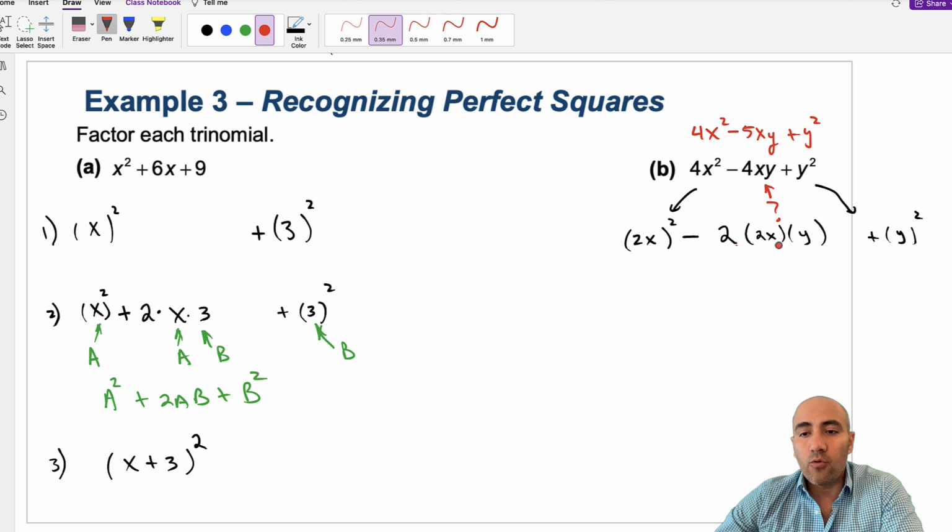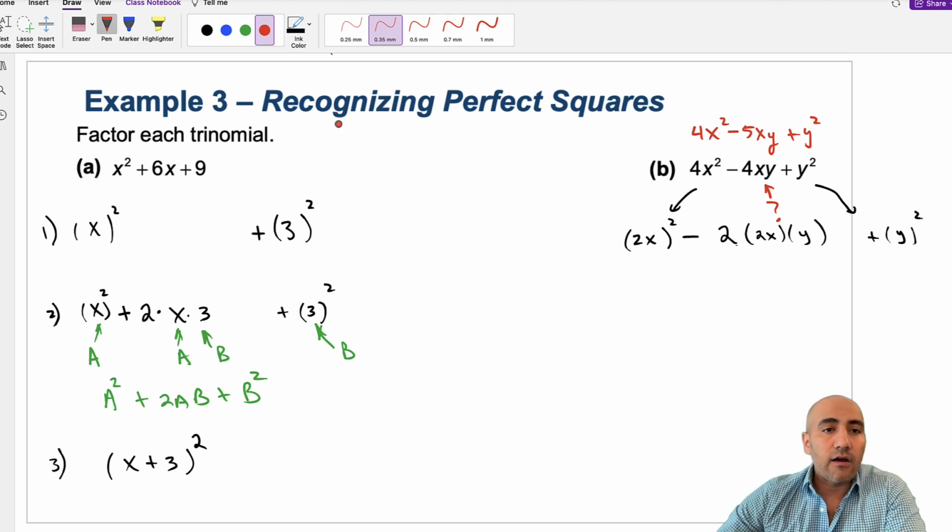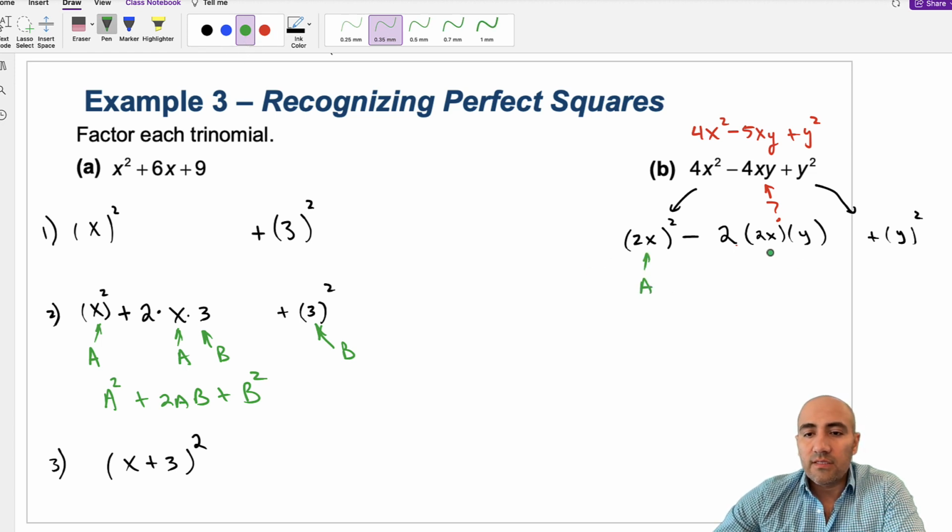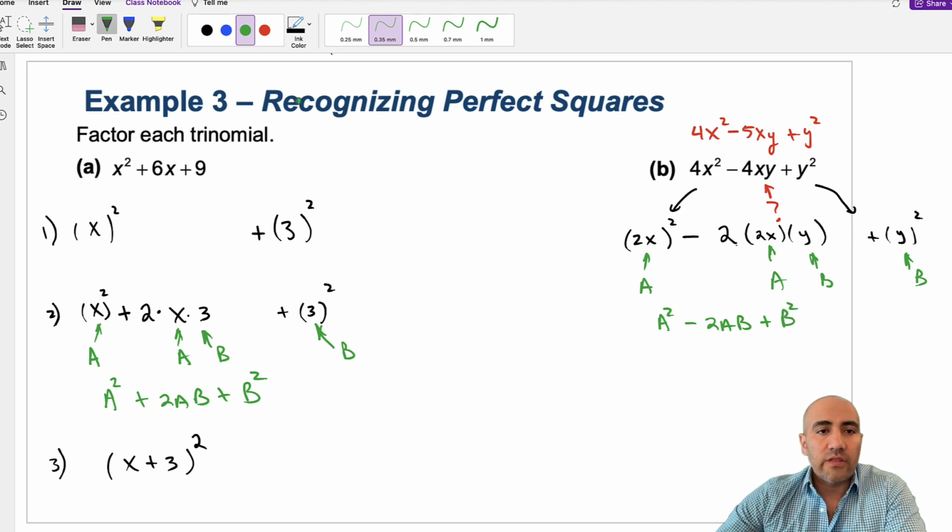Okay, so in this case, it does fit. 2 times 2 is 4, and then we have an xy, so it does fit that. So it does fit our pattern once again. In this case, this is the A right there. This is another A. This is my B, and this is the other B. So this fits the form a squared minus 2ab plus b squared. Good?